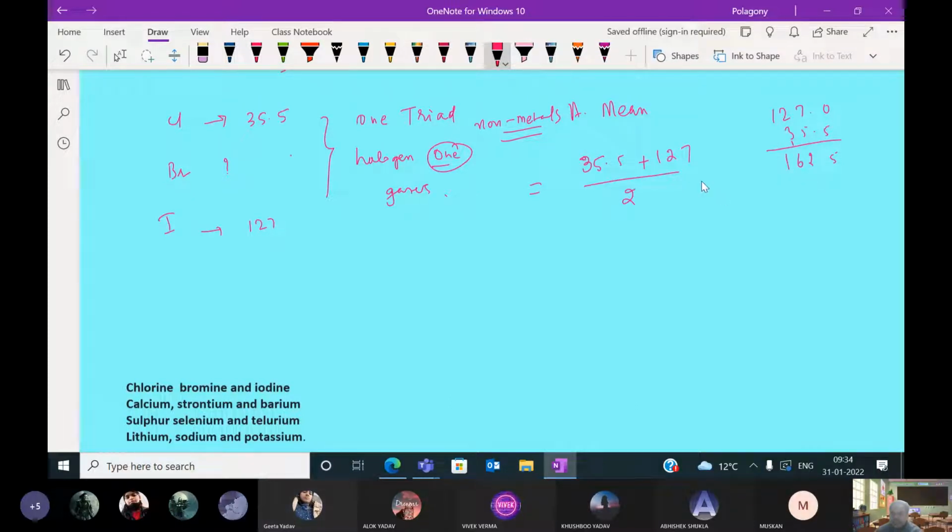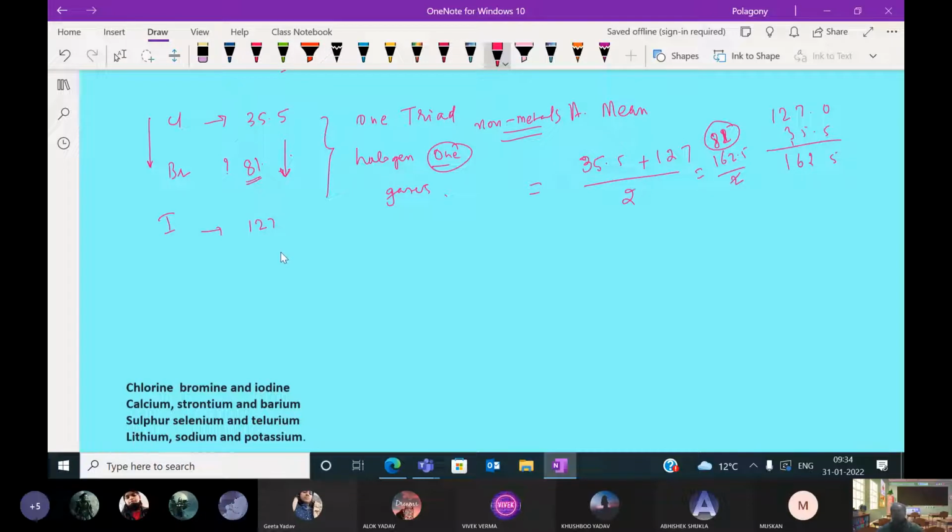162.5 upon 2, what will you get? Around 81. That means the bromine atomic mass was 81. So then we got 81, which means the increasing order is followed: 35, 81, 127. Atomic weight in increasing order. Then the three are similar, having the same properties, that's why they are in the same group.